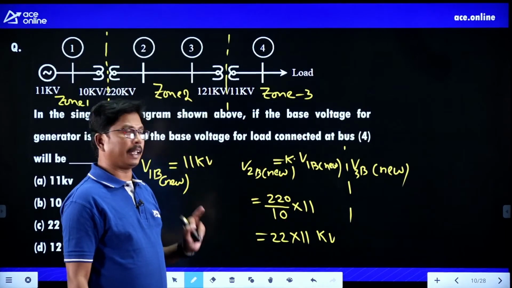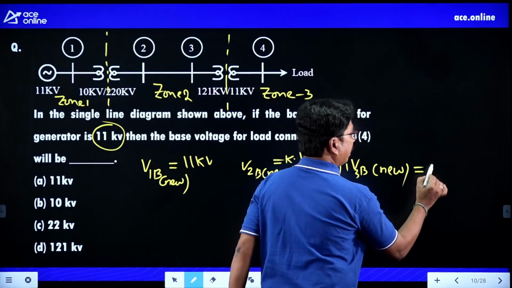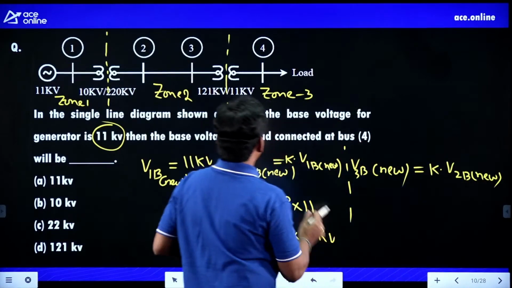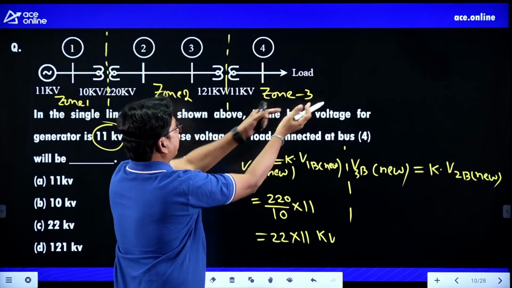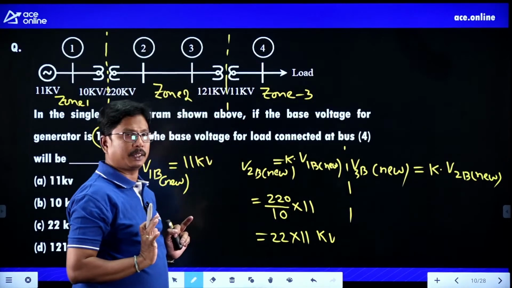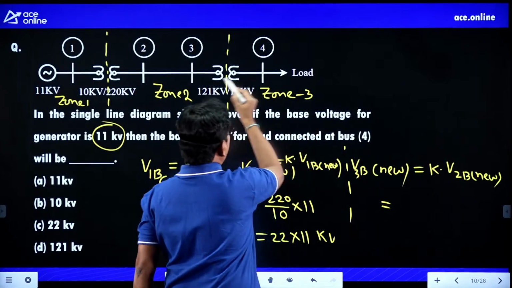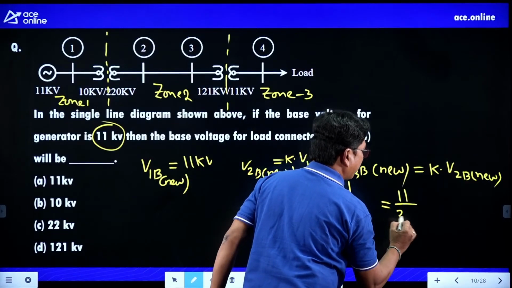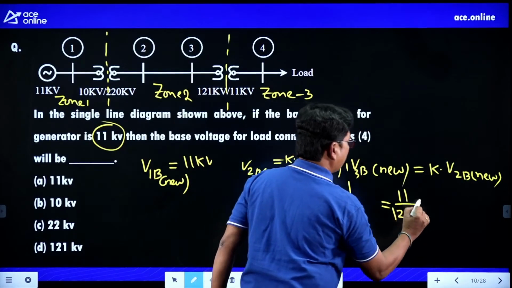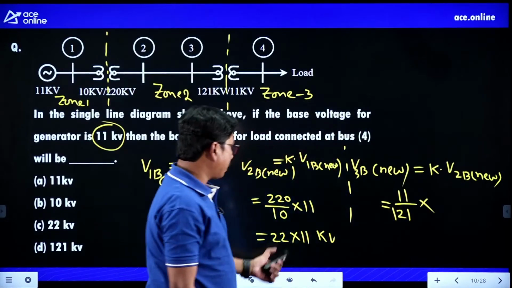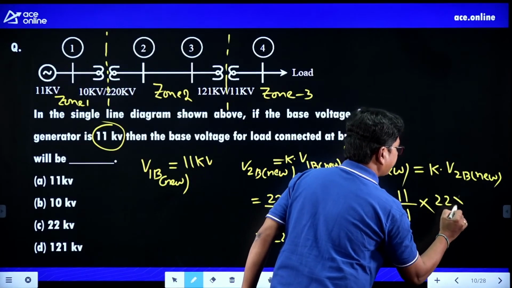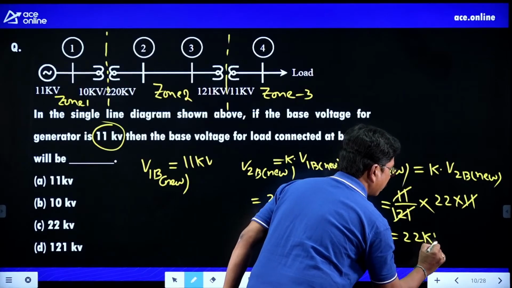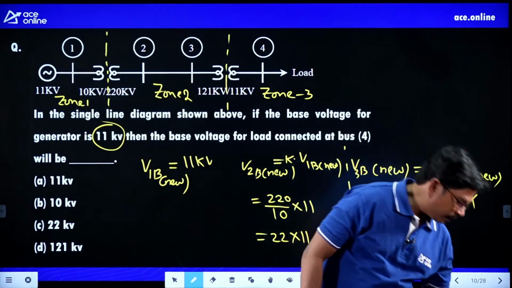What is the base voltage in zone 3? It will be K times the V2 base new value. K will be given by the transformation ratio of this transformer, that is 11 divided by 121, into the V2 base value, which is 22 into 11. So the 11 and 121 cancel, and you will get 22 kilovolts. 22 kilovolts is the correct answer.